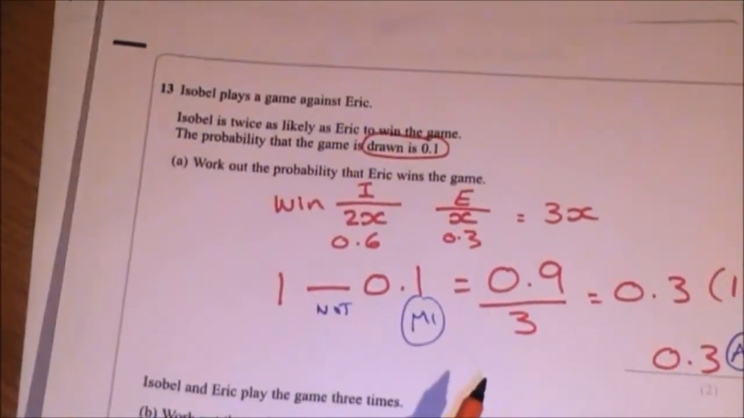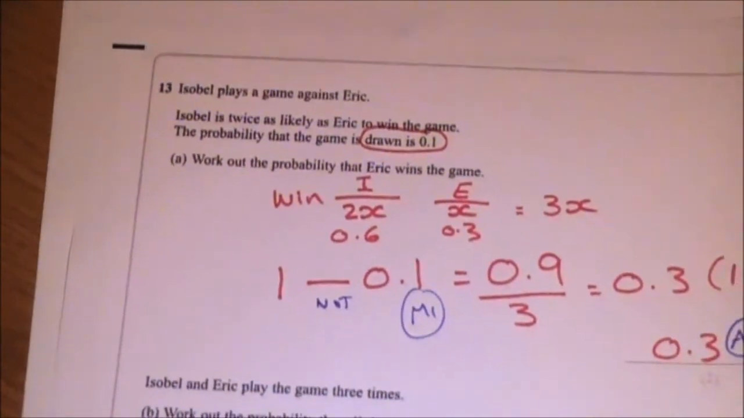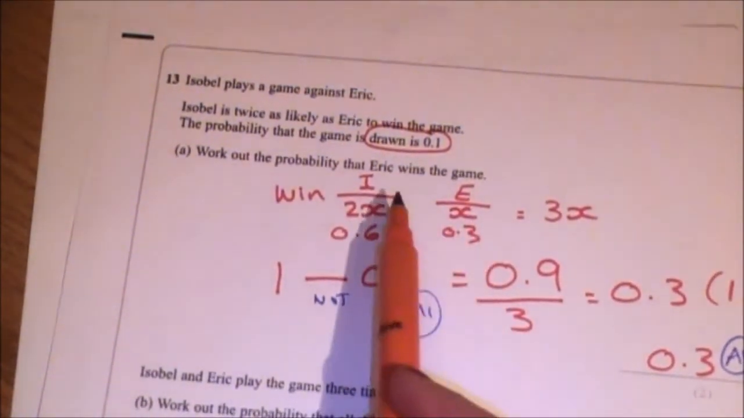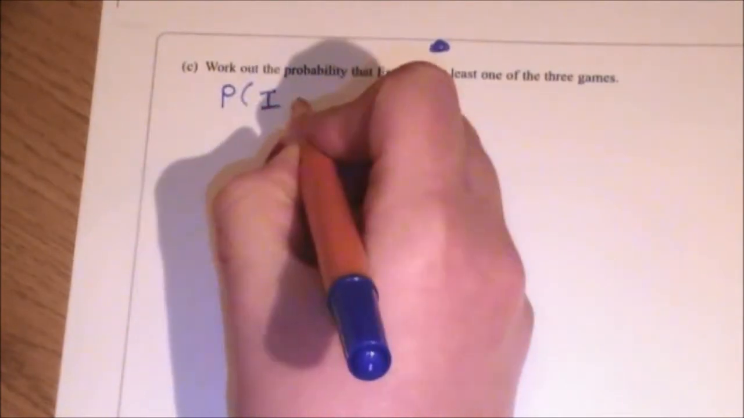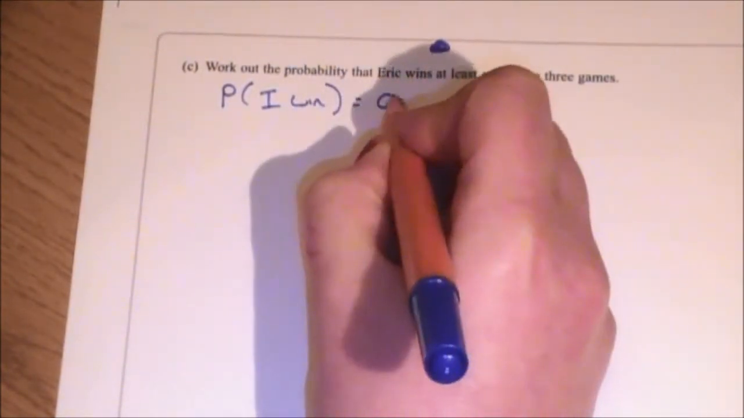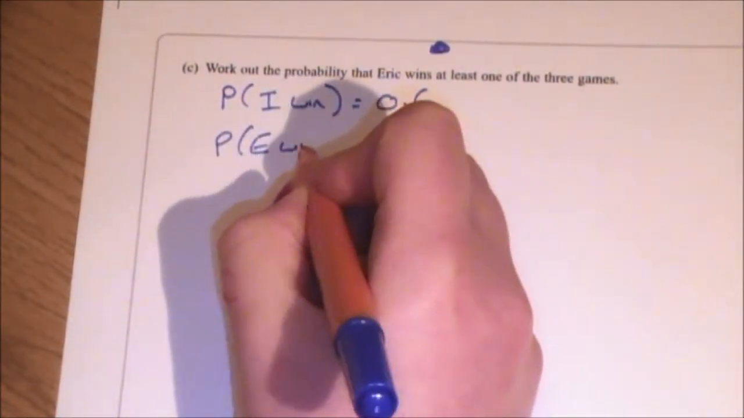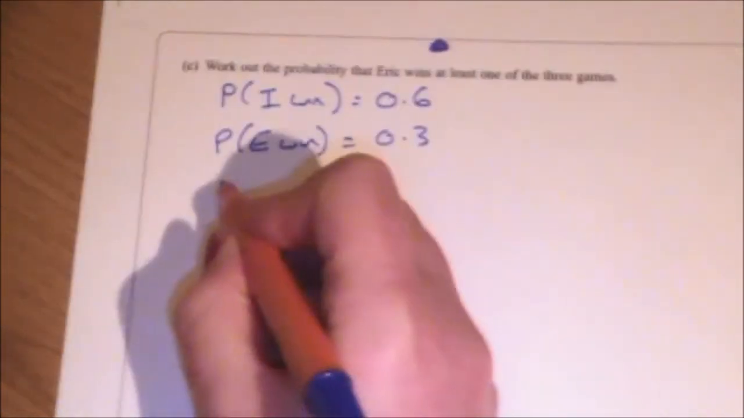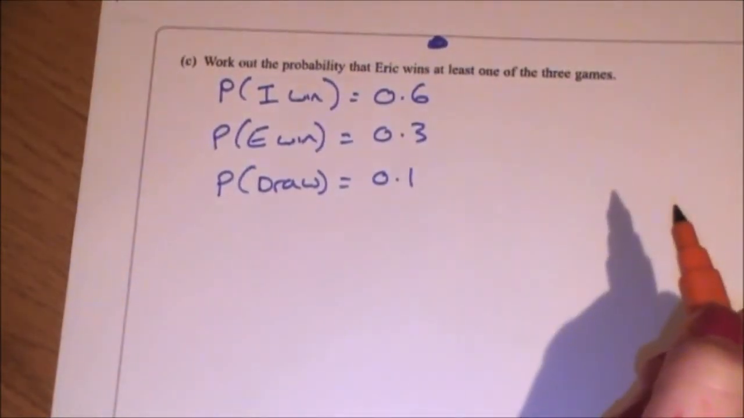Now I'm going to think back to the first part of this question when I had to decide on what the probability was of Eric winning. The probability of Eric winning I decided was 0.3. The probability of Isabella winning was 0.6 and the probability of them drawing is 0.1. So let me just state that information first. Probability of Isabella winning is 0.6. Probability of Eric win is 0.3 and the probability of a draw is 0.1.